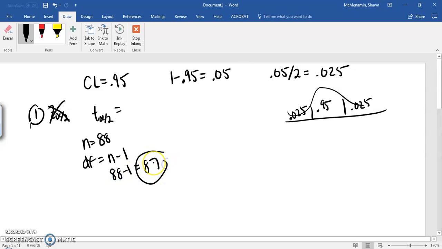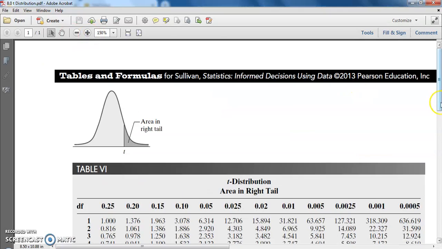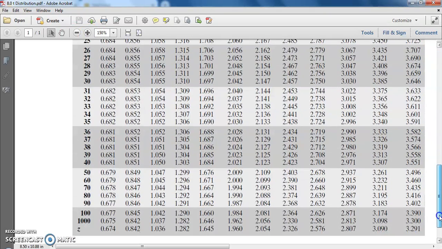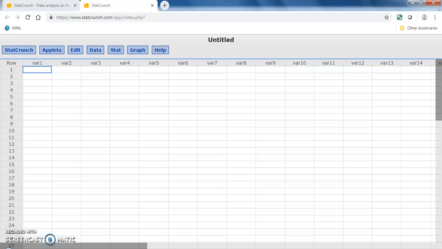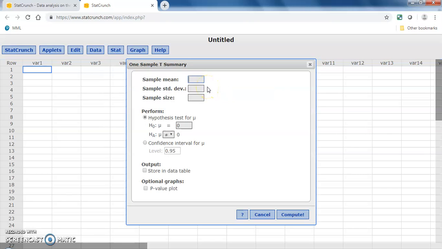Now this is actually not on the t distribution chart, so we're going to have to use StatCrunch. So here's our t distribution, and our degrees of freedom is 87, which is not on this chart, so we're going to use StatCrunch. So in StatCrunch we go to Stat, and we're doing t-stats. We're only talking about one sample here with summary data. Now the sample mean was 65.25, the sample standard deviation was 31.59, and the sample size was 88, and the confidence level is 0.95, and then we compute.